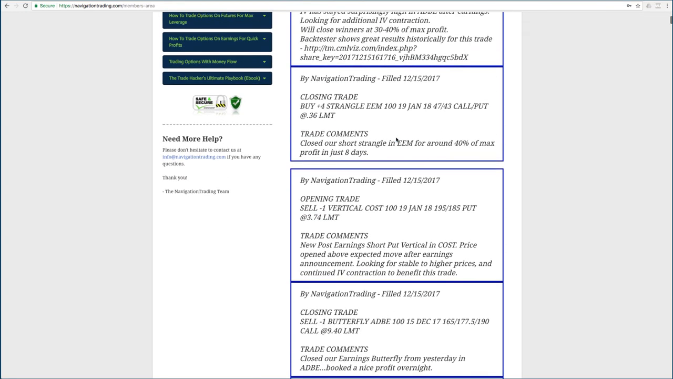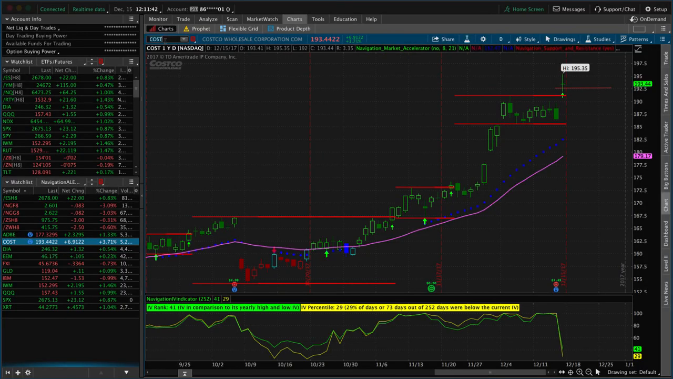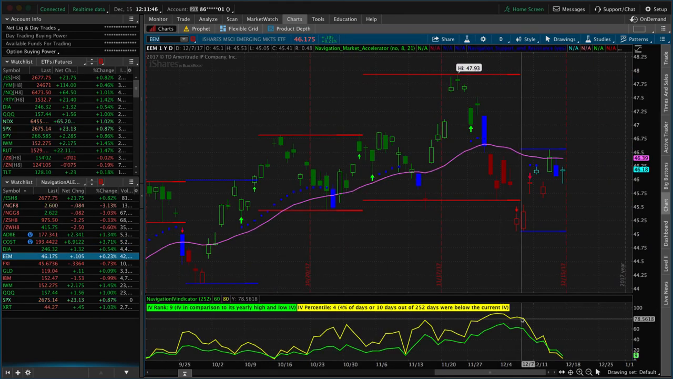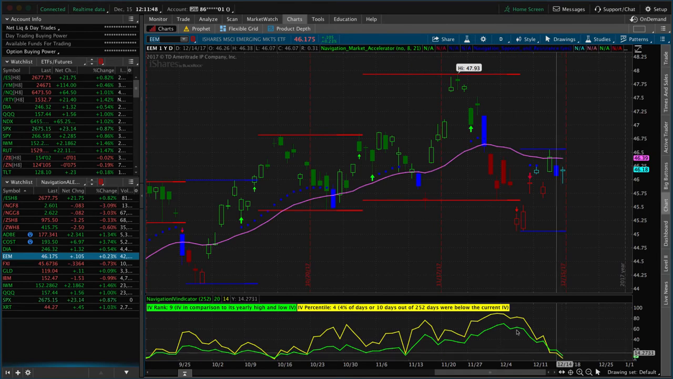Next trade was a closing trade in EEM. We had this on for just 8 days, and we were able to book a profit of 40% of max profit due to the contraction in implied volatility. If we take a look at the chart of EEM, you can see we've just had all this premium sucked out of the markets, which helps those short premium positions.